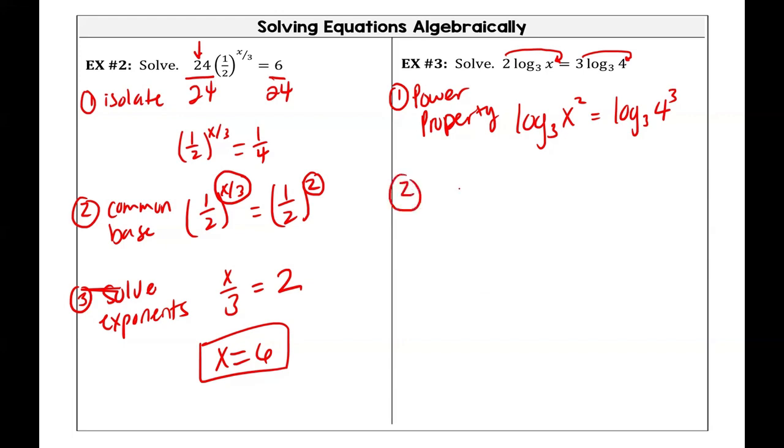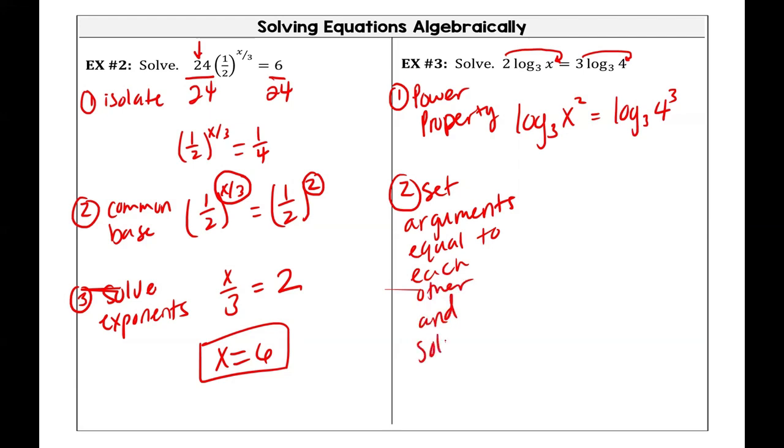And then step 2 is solve only the arguments. So you're going to set arguments equal to each other. Your arguments are what's inside of the log. Set them equal to each other and solve. It's just one big step. So here, my argument is x squared equals 4 to the third. So we have x squared equals 4 to the third, which is 64. So x has to be 8.